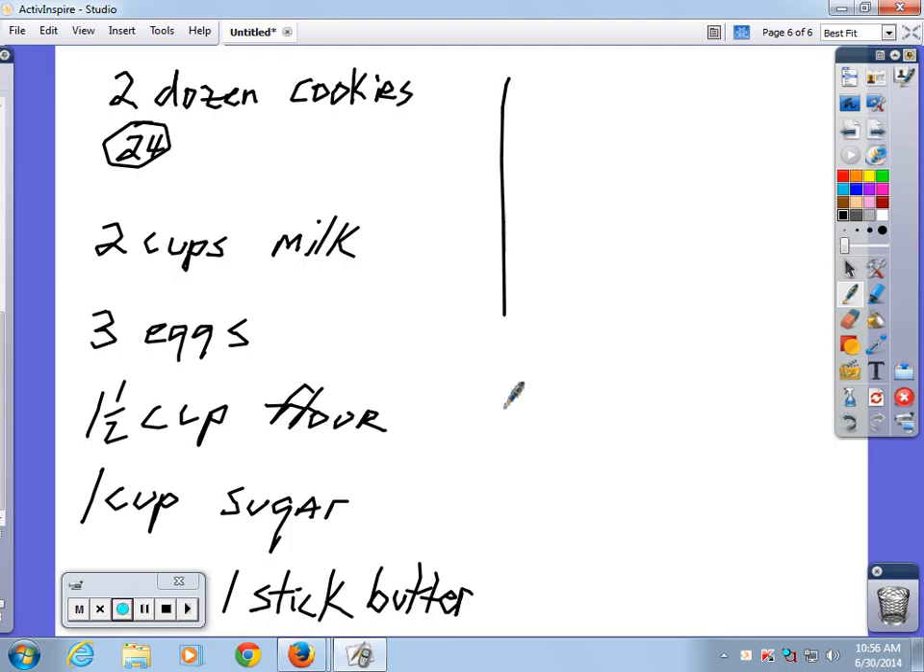All right. Now, I want y'all to give me the following. I want y'all to do it on your paper. I want to make 2 dozen. I'm not going to say dozen. I don't want to do dozen.